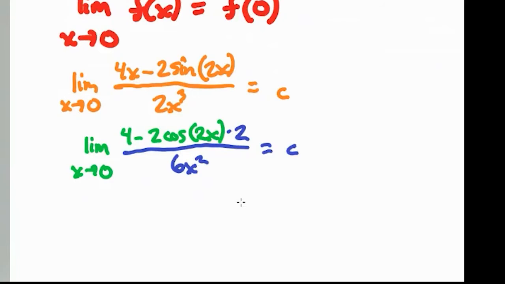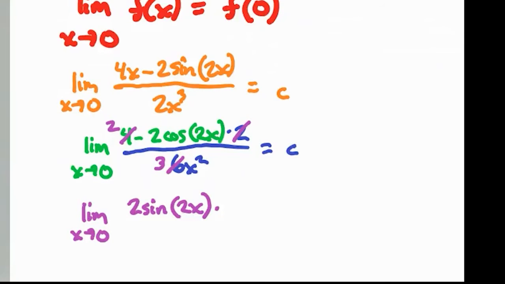Before I do that, let me simplify everything here, though. I'm going to divide this by 2, divide this by 2, divide this by 2, and then divide this by 2. Just to make the numbers a little bit easier. So now we're going to have the limit as x approaches 0 of, that 2 is going to be gone, and then the negative is going to be positive, so you're going to have 2 sine of 2x times 2, that's a different layer, times 2 divided by 6x, okay, is equal to c.